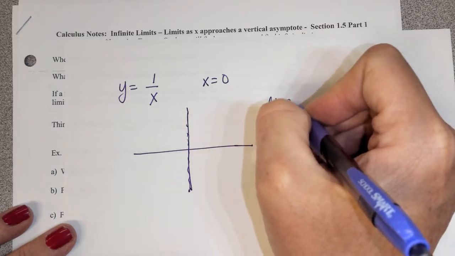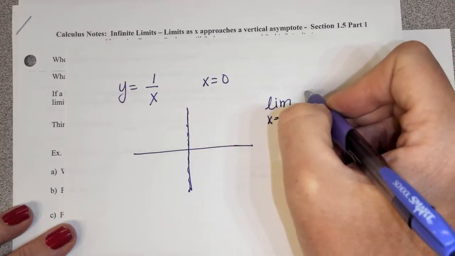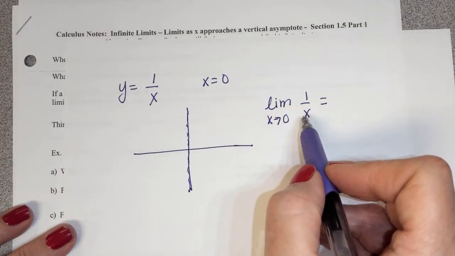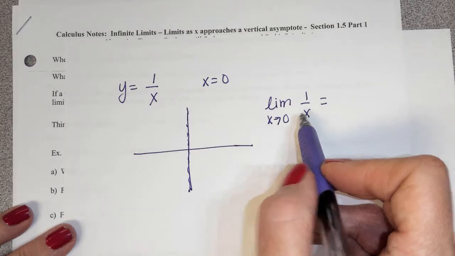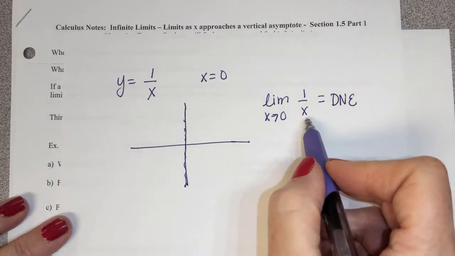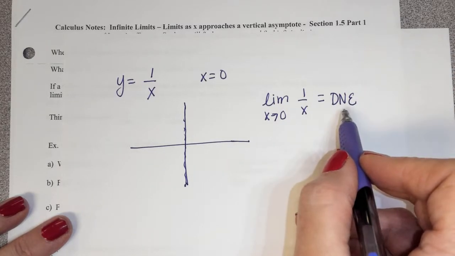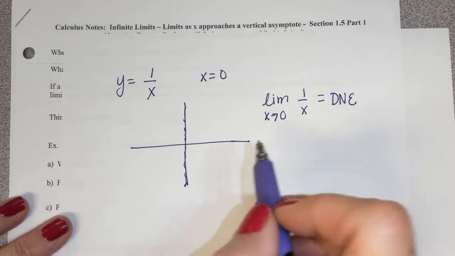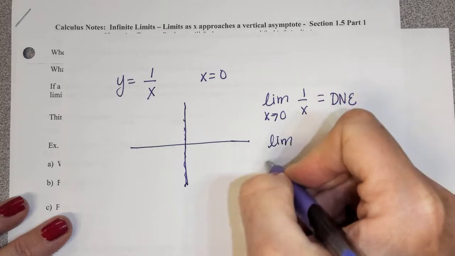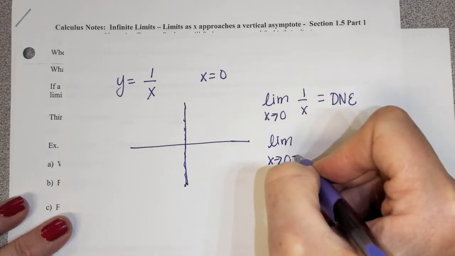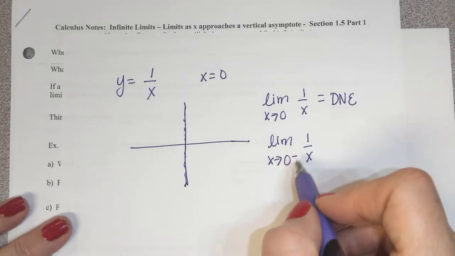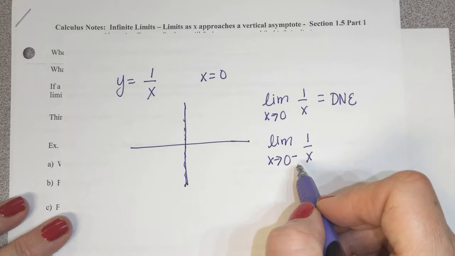But if I asked you to do the limit as x approaches 0 for 1 over x, what are you going to get? Does not exist. So the general limit as we approach a vertical asymptote does not exist. But it's very helpful to know what happens to the graph as we get closer and closer to 0. So if I asked you what's the limit as x approaches 0 from the negative side, how would we know if it's negative infinity or positive infinity?